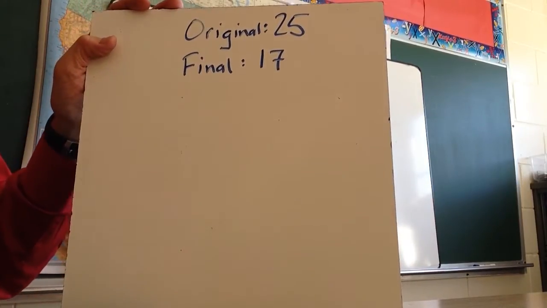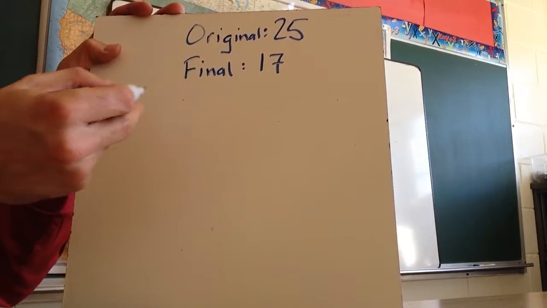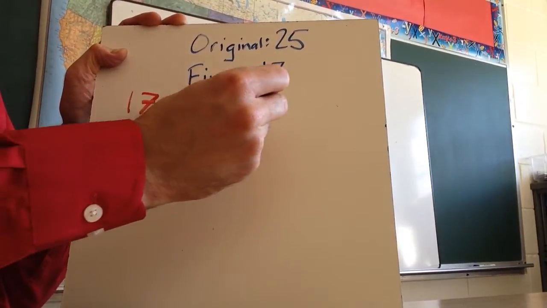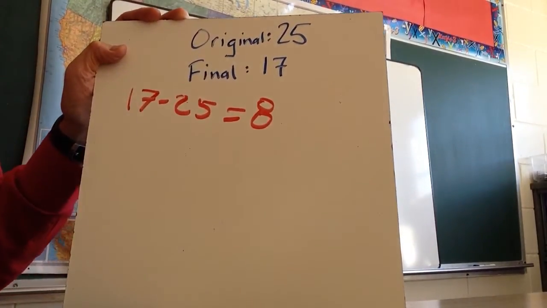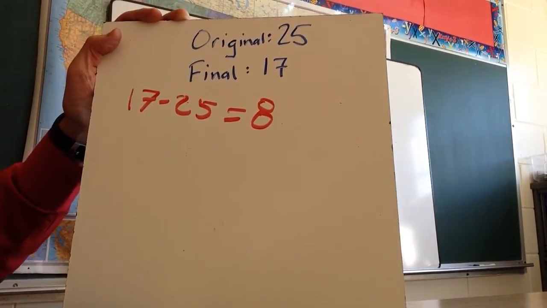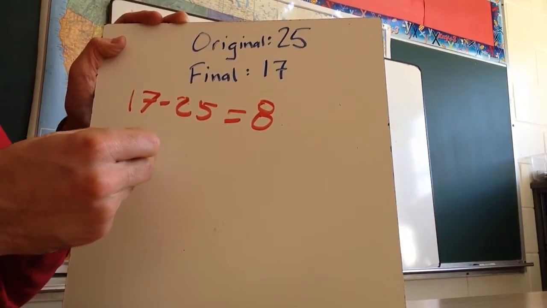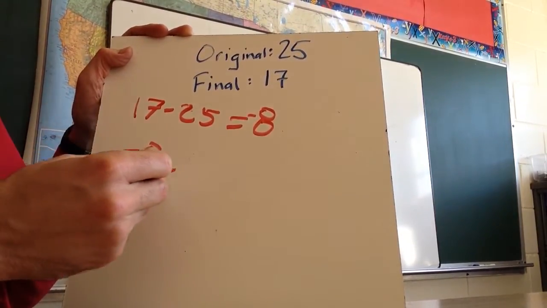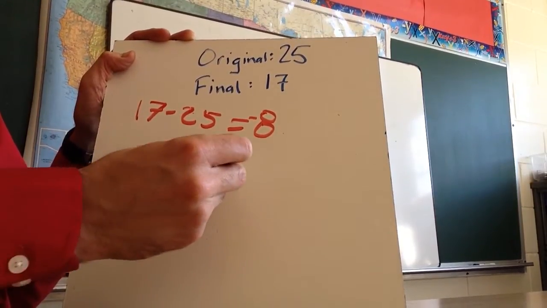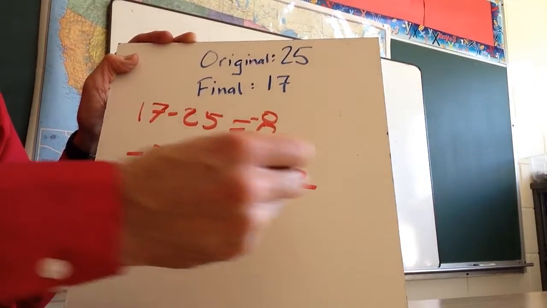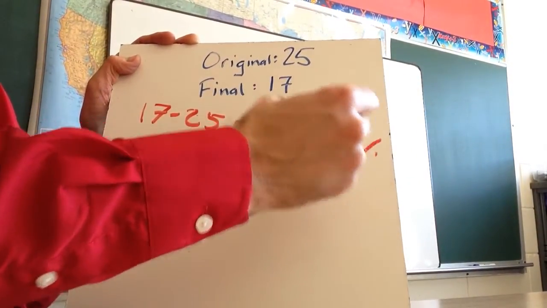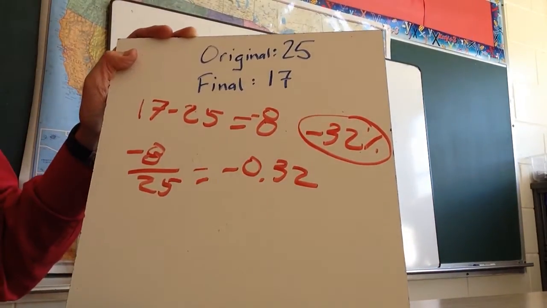All right, so depending on how you solve this, the new is 17, so 17 minus 25 is going to get you negative 8, my bad. There are a bunch of different ways that you could solve this. One way would be negative 8 over 25. This is going to be negative 0.32. And so my rate of change would be negative 32% or 32% decrease.